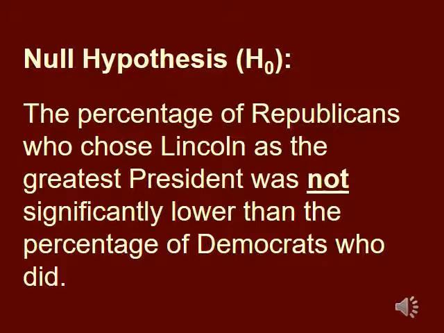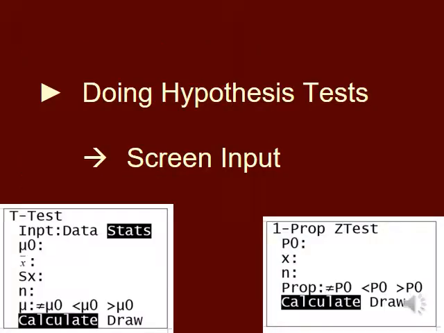We've thrown in not into our statement. So once you get done figuring out what the alternative and null hypotheses are, you're going to have some questions that ask you, how do you do them? What do you put on the screen in your calculator to do these tests?